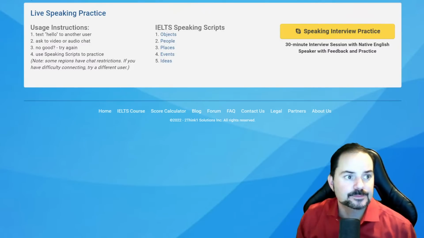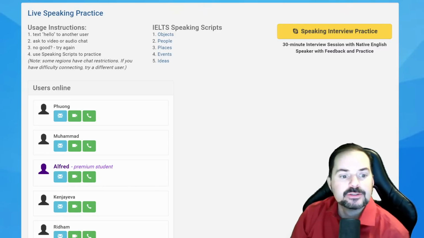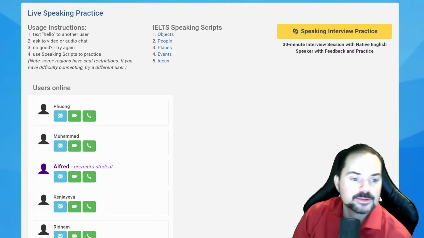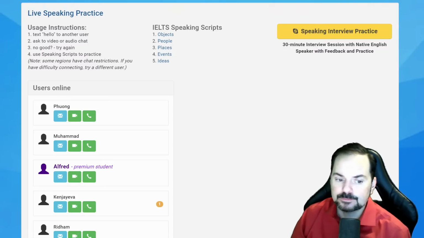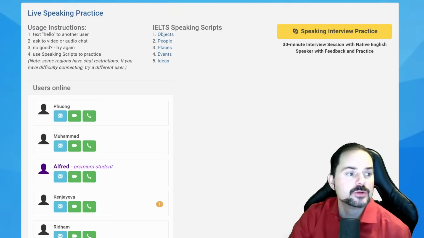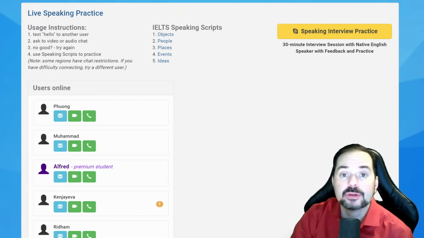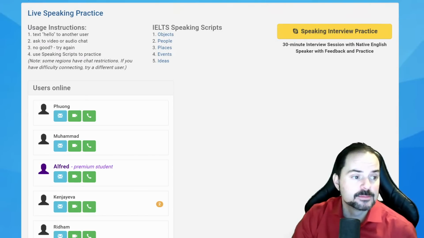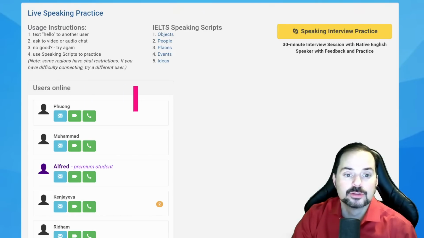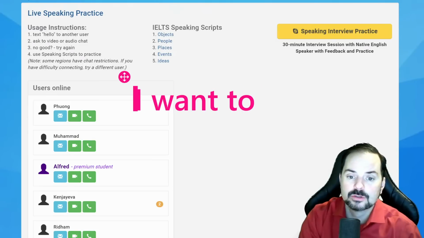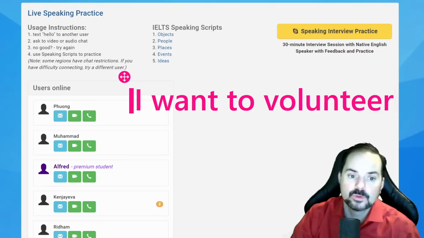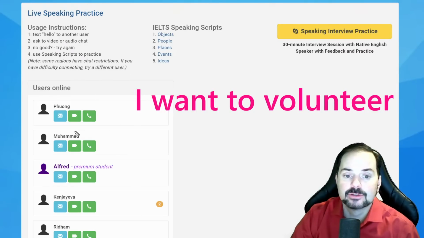So you're going to get into your chat interface. On my end, it's loading a bit slow, but that could be for lots of reasons. Okay, and then when you're in the chat interface, you're going to see lots of students in here. I see Fuang, Mohammed, I see our premium students as well, Alfred and Ira. And then you can volunteer. So you can send me a message. Your message, you can click on the blue envelope and write, I want to volunteer. Okay, and you can send that message to me by looking for my handle, which is master, and then you click on the blue envelope by my name.